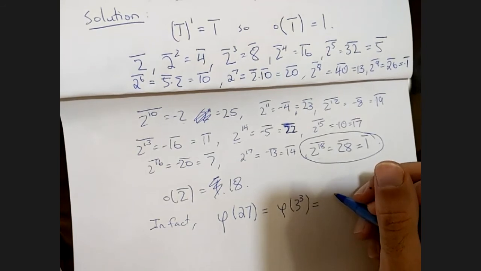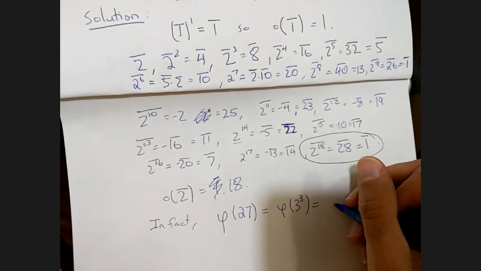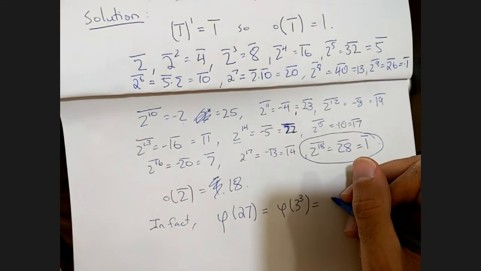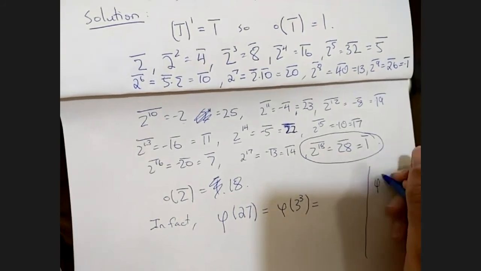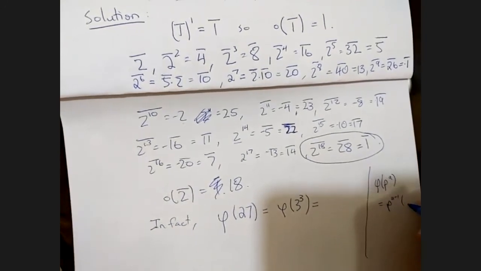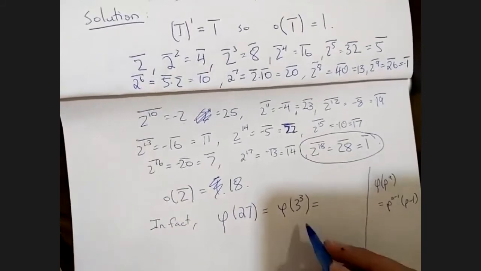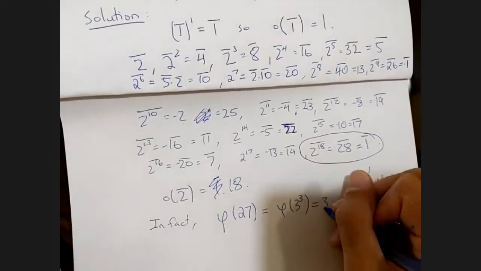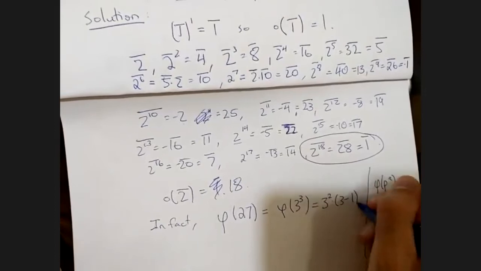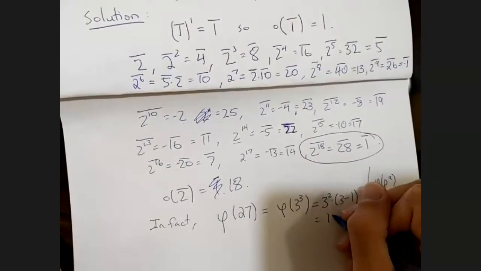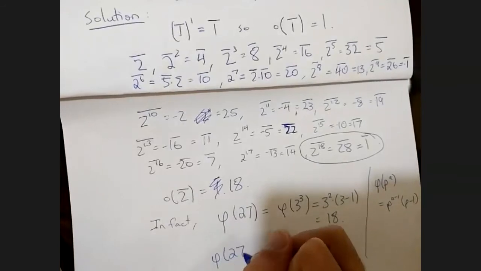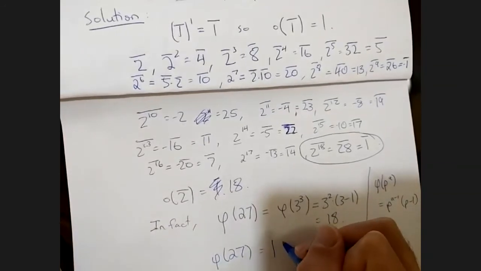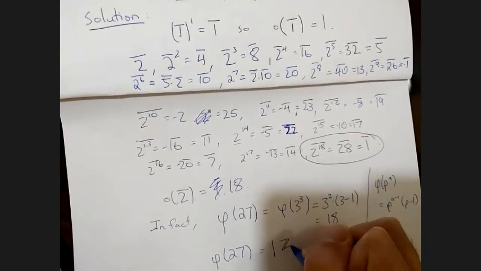So first, let's remember the formula for the Euler phi function. Phi of p to the a, where p is prime, is just p to the a minus 1 times p minus 1. So phi of 3 cubed is just 3 squared times 3 minus 1. That's just 9 times 2, that's 18.